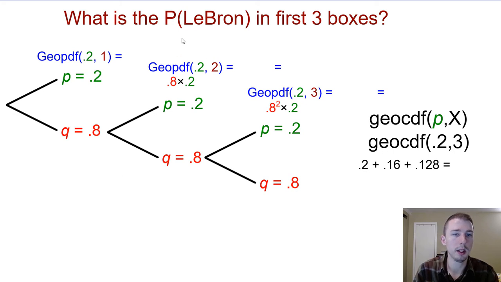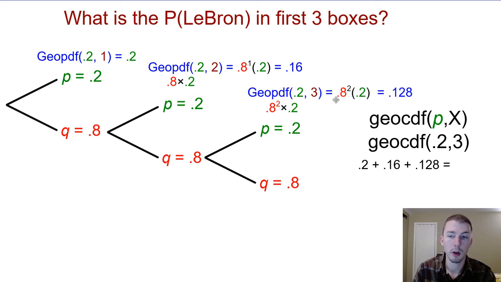So what's the probability that the first LeBron card is in one of our first 3 boxes? Well, it could have been in the first box, it could have been in the second box, it could have been in the third box, and those are the probabilities there. So that would mean there was 1 success, then 1 failure and 1 success, and then 2 failures and 1 success.